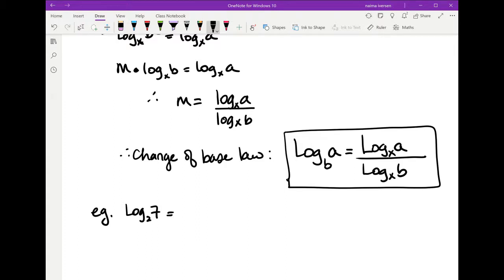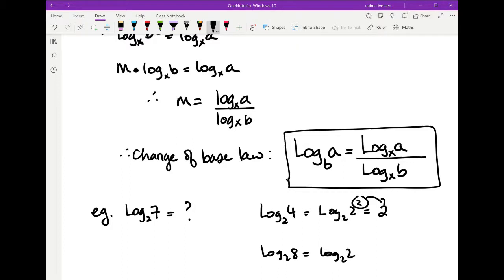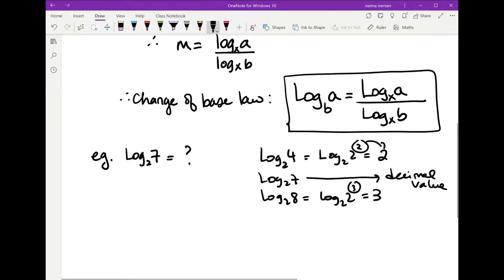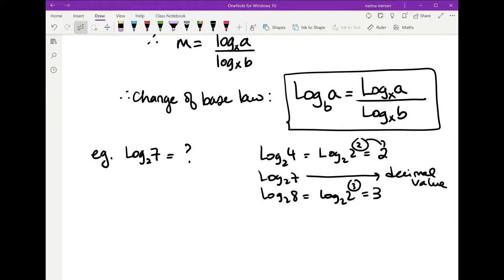So for example, if I wanted to find the value of log base 2 of 7 like I did before, I would have to see that it would be some kind of calculator-like decimal type question. Because I know that log base 2 of 4 is log base 2 of 2 squared, which is 2, out pops the exponent. And I know that log base 2 of 8 is log base 2 of 2 cubed, out pops the exponent. That means that log base 2 of 7 is somewhere in between there. It has to be some decimal value between 2 and 3. And the decimal value means that we are now using our calculator.